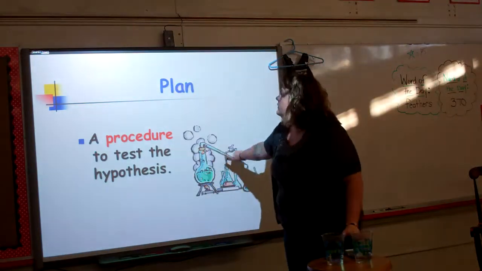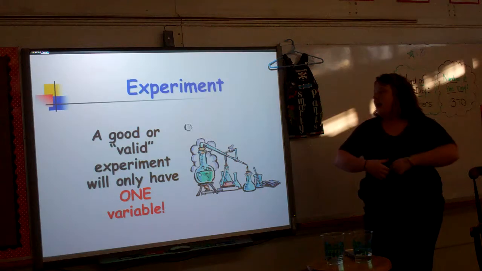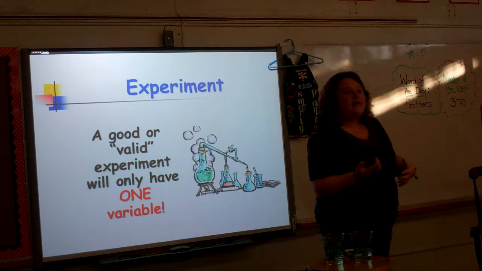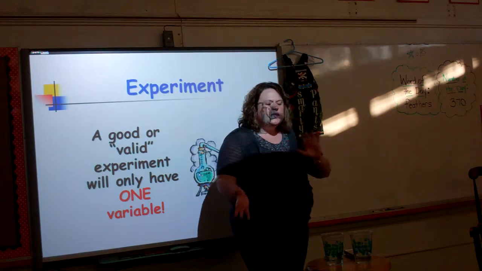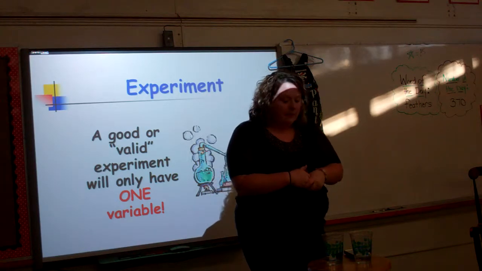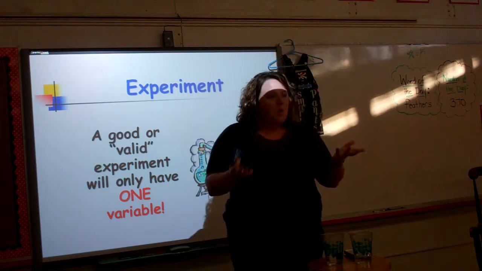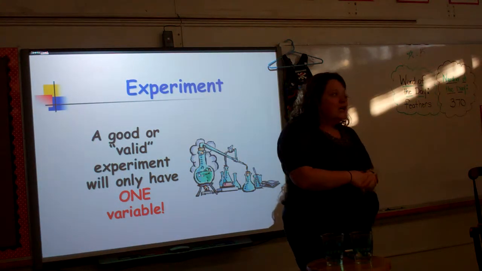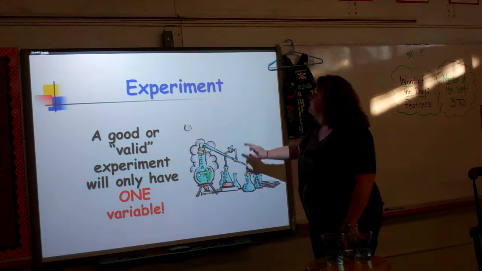To experiment. Your experiment needs to have a variable. We have water, Sprite, Alka-Seltzer tablets. What is the one thing we're changing? We are changing the type of liquid we're using. Water and Sprite. Our liquid is our variable.